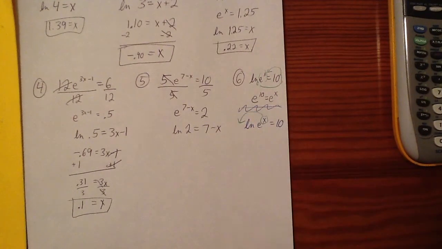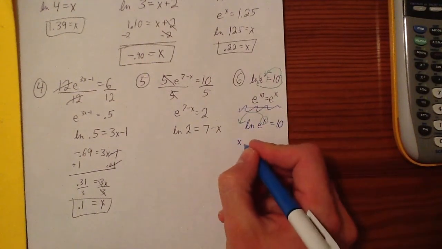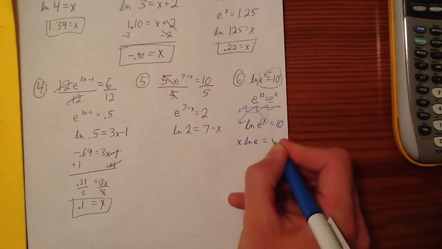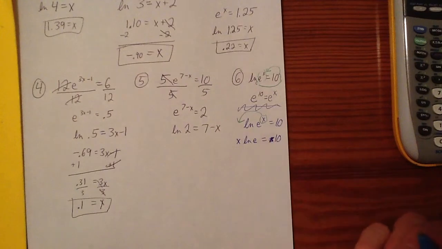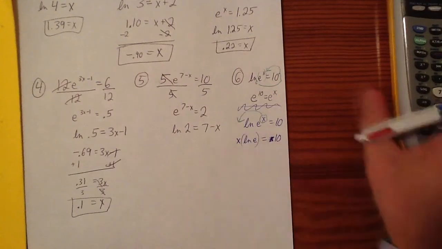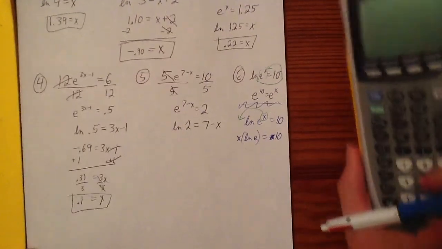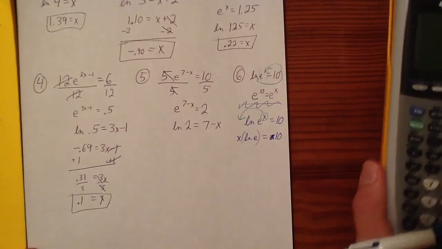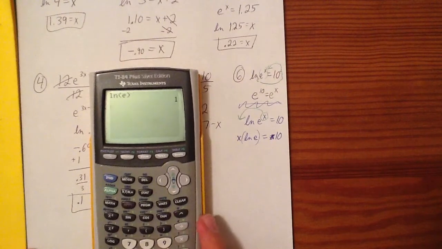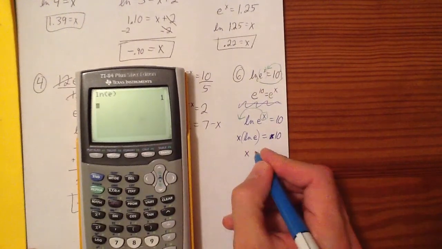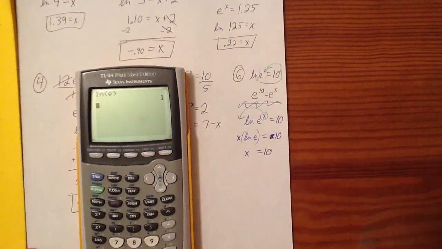So if you wanted to, you can take that x and put it in the front. You have x natural log of e equals 10. Oops, put an x, my bad. Well, we can find out what the natural log of e is. Now, I'm going to show you in the calculator, and then I'm going to explain why that's the answer. The natural log of e, where's my e button? It's the division key if you have one of my calculators. It is 1. So we have x times 1 equals 10. So there we go. There's our answer.